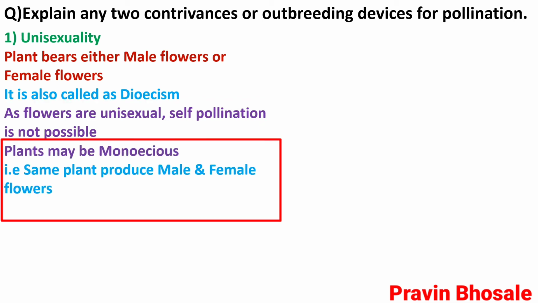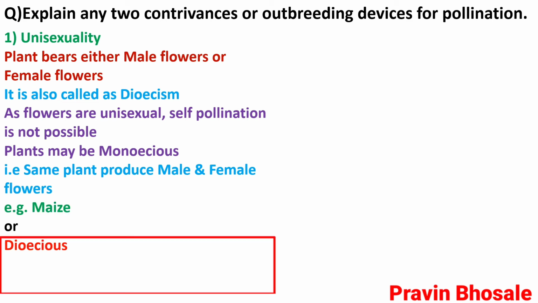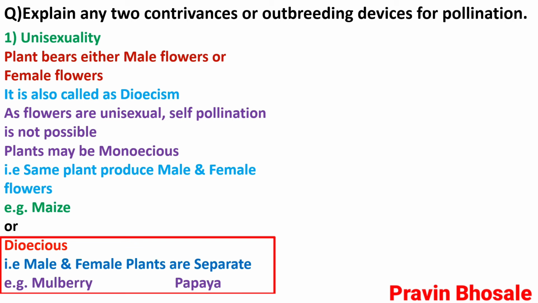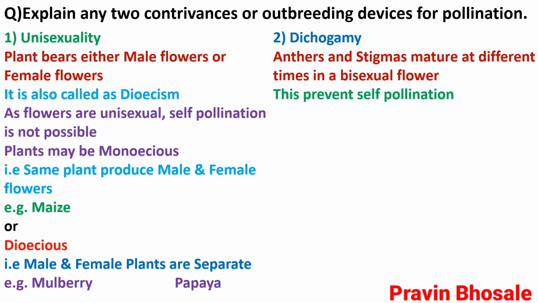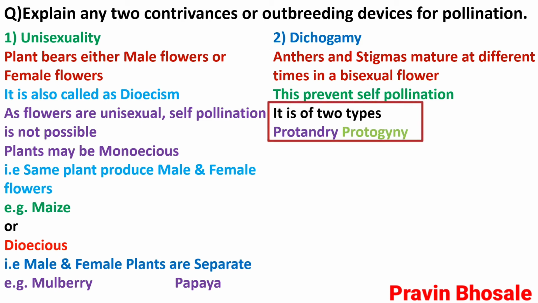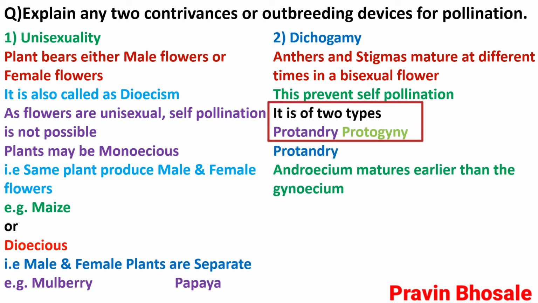Plant may be monoecious. Same plant produce male and female flowers. Example maize, or in dioecious, male and female plant are separate. Example mulberry and papaya. Dichogamy, anthers and stigma mature at different times in a bisexual flower. This prevents self-pollination. And it is of two types, protandry and protogyny.